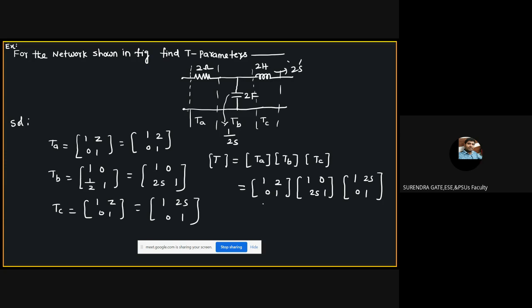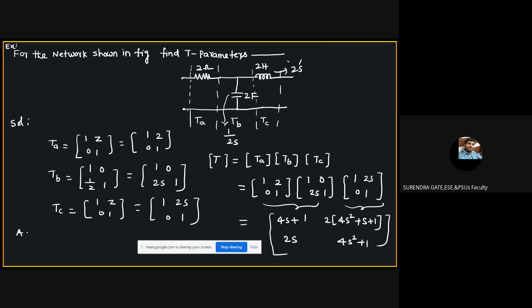First multiply these two matrices, then multiply this resultant with the next matrix. All of you know how to do matrix multiplication. Directly I am writing: 4S plus 1, then 2 into 4S square plus S plus 1, then 2S, then 4S square plus 1. Just multiplication. These are the ABCD parameters.